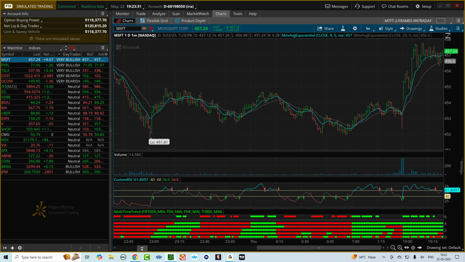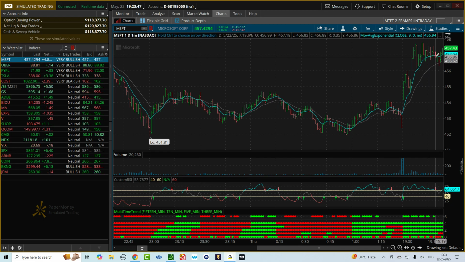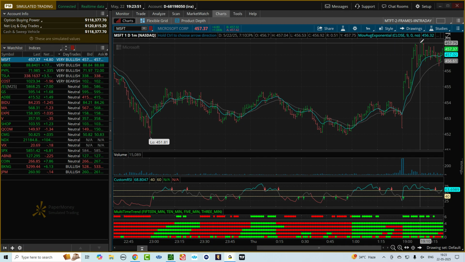So Microsoft would have been good, but yeah, as you can see, it's running out of steam, or maybe not. It's just trying to make another move up, but its high was around 458. So that's really the hurdle to cross there.